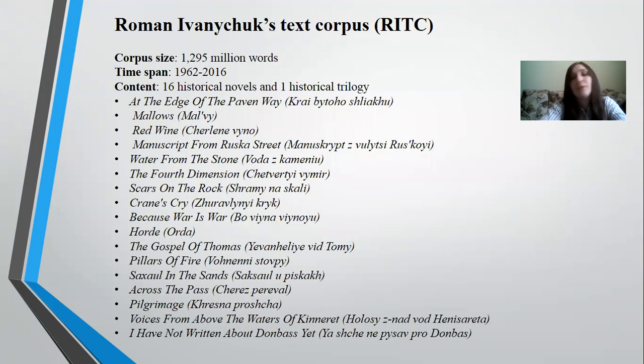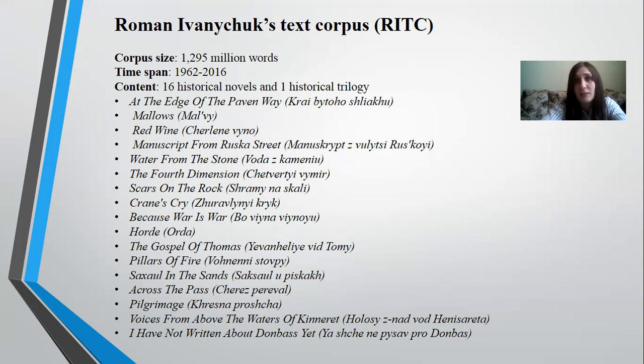To study the individual speech, Roman Ivanychuk's text corpus was created. This corpus comprises 16 historical novels and one historical trilogy written throughout 1962-2016. The size of the corpus is 1,295,000 words. The list of novels is presented on the slide.